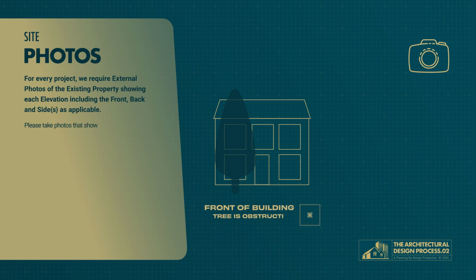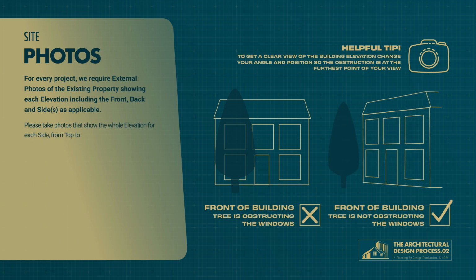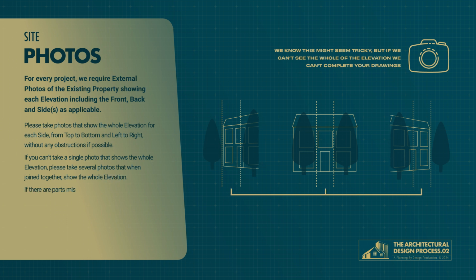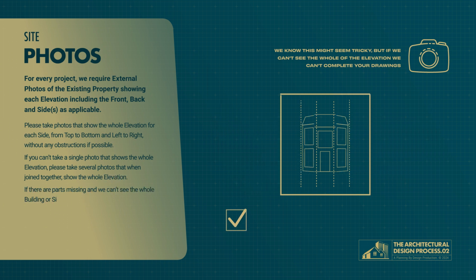Please take photos that show the whole elevation for each side from top to bottom and left to right without any obstructions if possible. If you can't take a single photo that shows the whole elevation, please take several photos that when joined together show the whole elevation. If there are parts missing and we can't see the whole building or site, we can't complete your drawings.